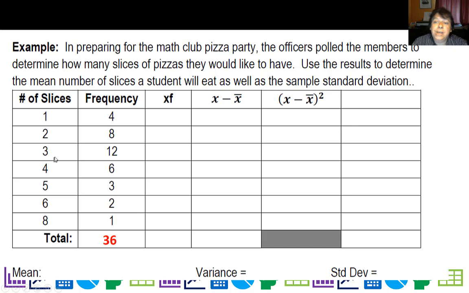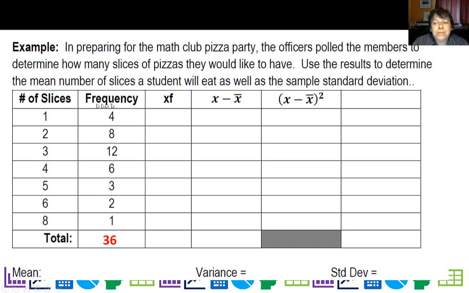Now, I could add up, I could say 1 plus 1 plus 1 plus 1, 4 times, then add 2 plus 2 plus 2, and keep doing the 2 for 8 times, and then 3 12 times, and then 4 6 times, and then 5 3 times, 3 5s, 6 4s, 2 6s, and 1 8. But there's a faster way I could do it.